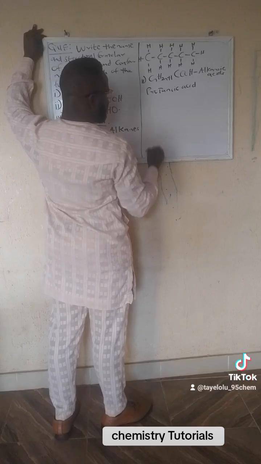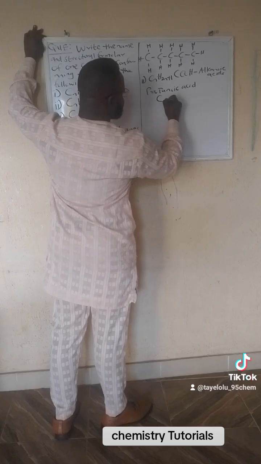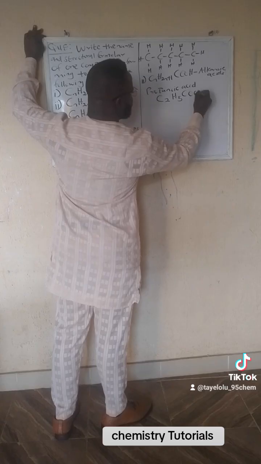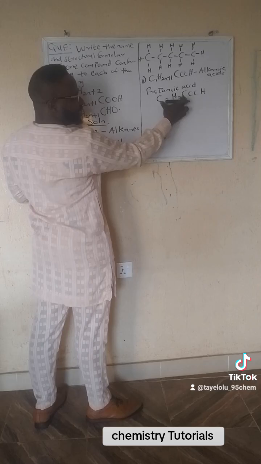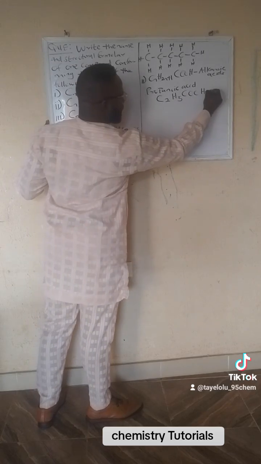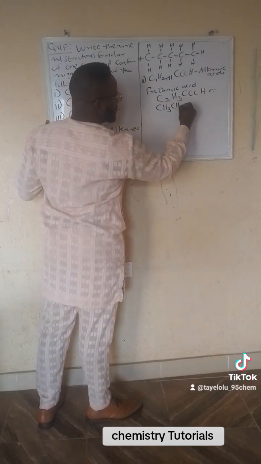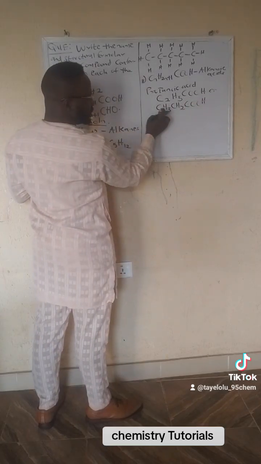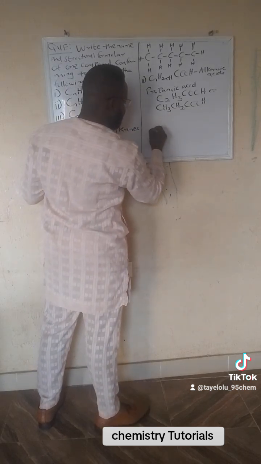Okay, and what will be the formula for propanoic acid? That will be C2H5COOH. Why is there 2? Because there's one carbon here, so it's making it 3 already. Okay, C2H5COOH, or I can write it like this: CH3CH2COOH. It's still the same thing. This is still C2H5COOH.